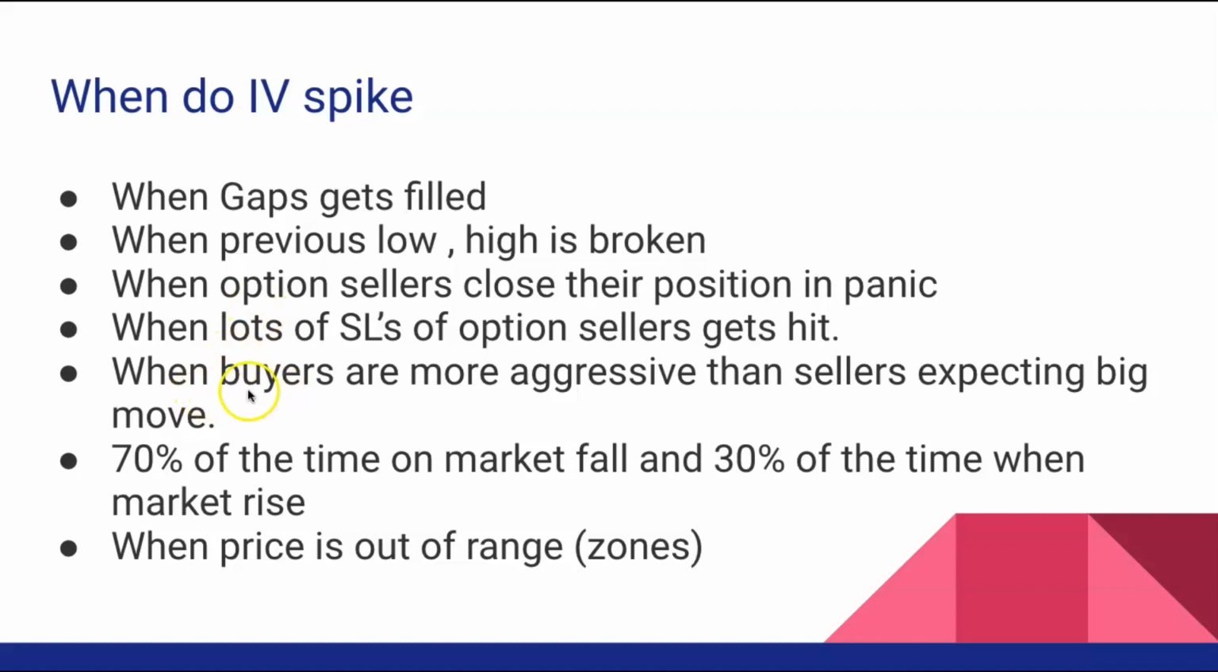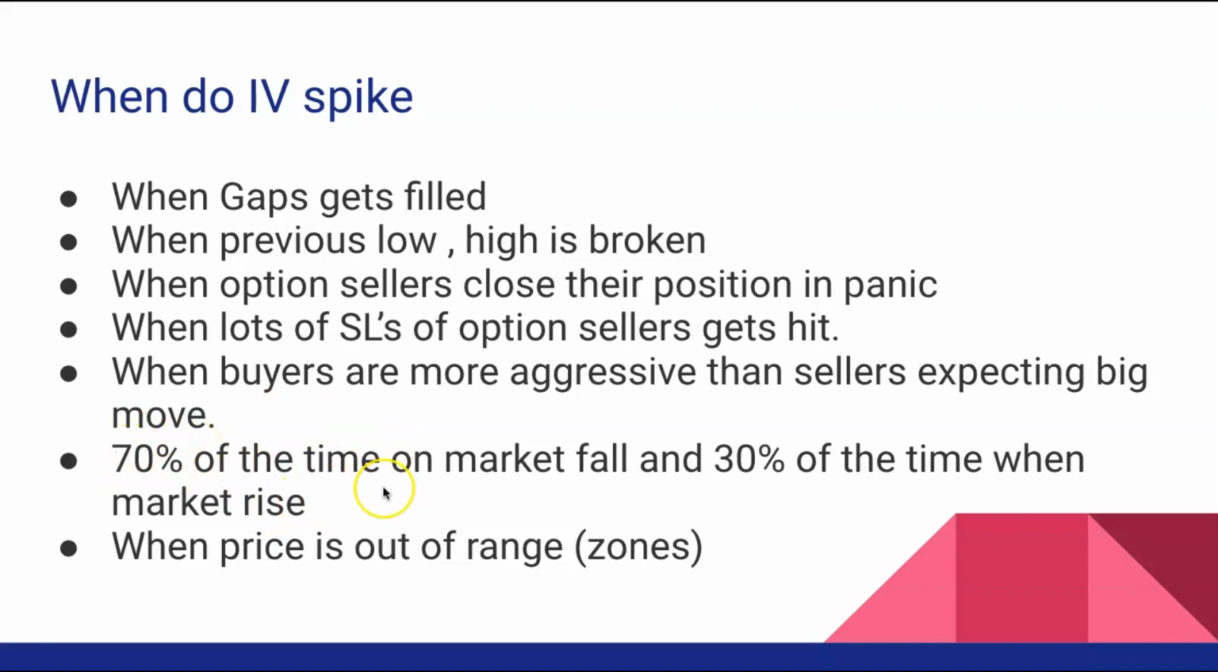And the next one is when the buyers are more aggressive than the sellers, expecting a big move, they buy call options or put options. If they are more aggressive than the sellers, the IV will spike. And one more thing: 70% of the time if the market is falling, the IV will spike, and only 30% of the time when the market is shooting up, the IV will spike. So there is a high probability of an IV spike when the market is falling.